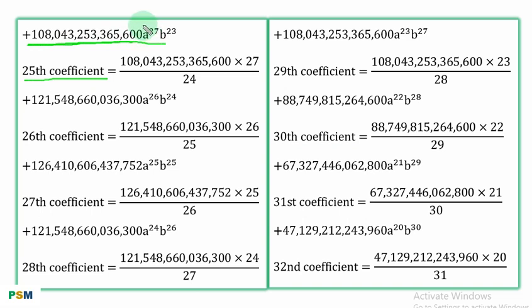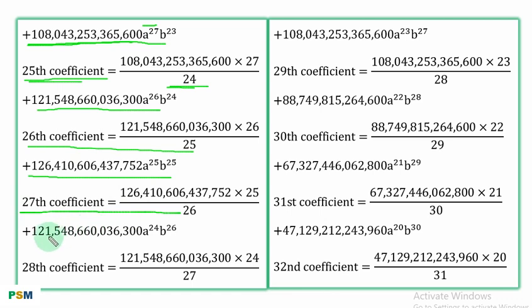25th coefficient is equal to the previous coefficient times the power of the first term. At that point, 27 divided by 24. 24 because before here the first term has occurred 24 times. Followed by this result. 26th coefficient followed by this result. Once again, note the decrease and increase in the powers of the first and second term.